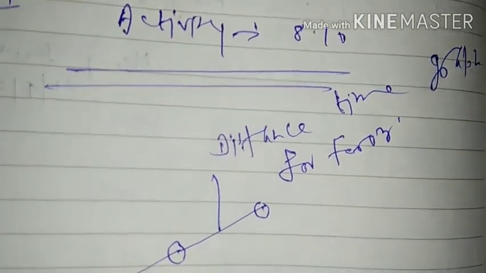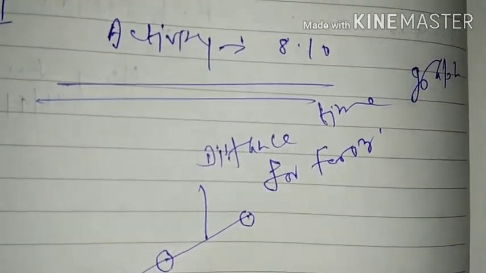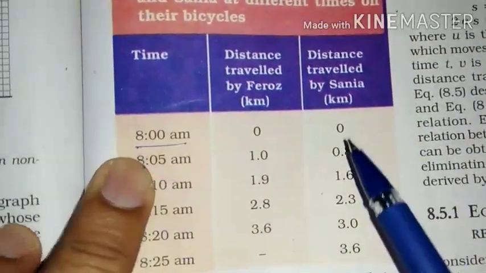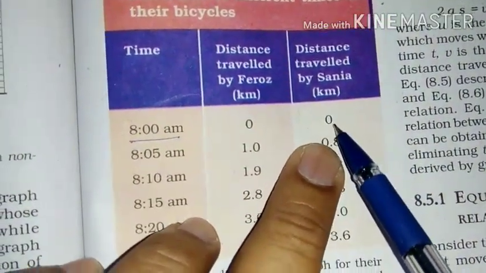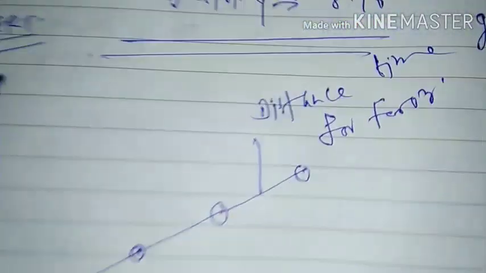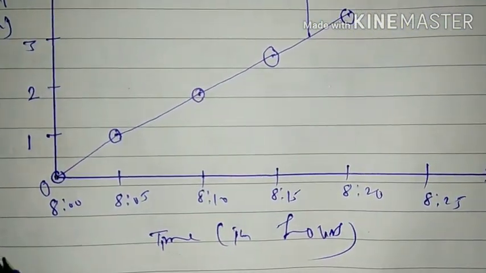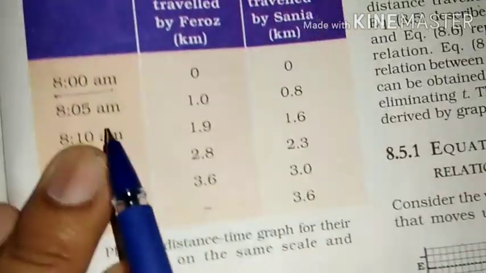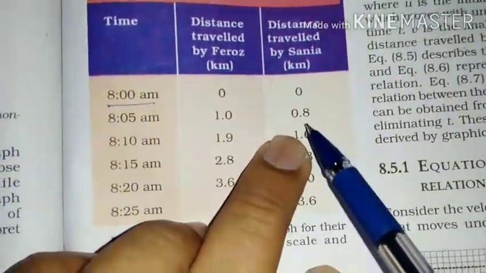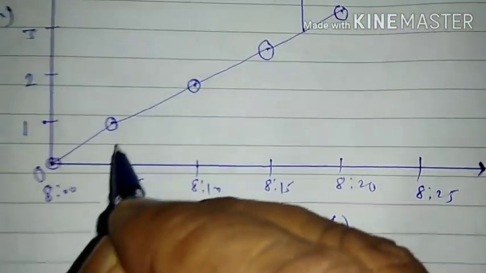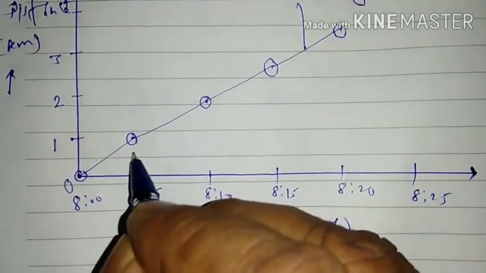Now, on the same scale, we have to trace the distance time graph for Sania. So once again, we shall follow the data given for Sania. At 8 a.m., the distance traveled by Sania is 0 kilometer. So once again, this is the same point for Sania also. Now see, at 8:05 a.m., the distance traveled by Sania is 0.8 kilometer. So see, just below 1 kilometer, that is nearly this.